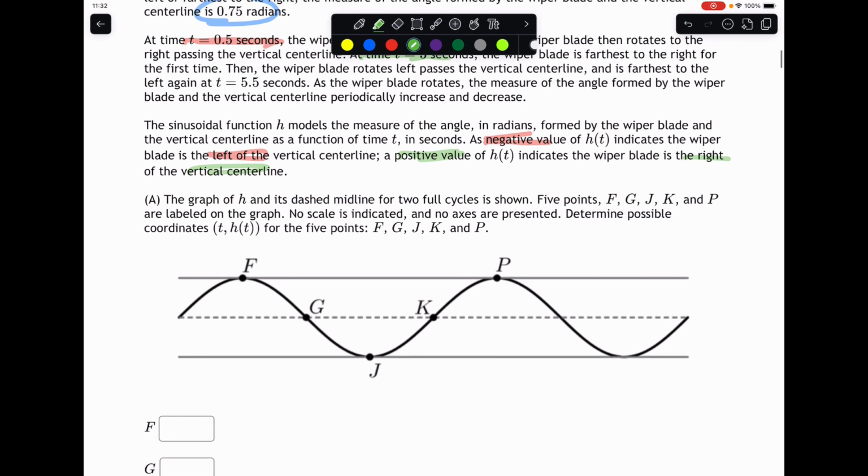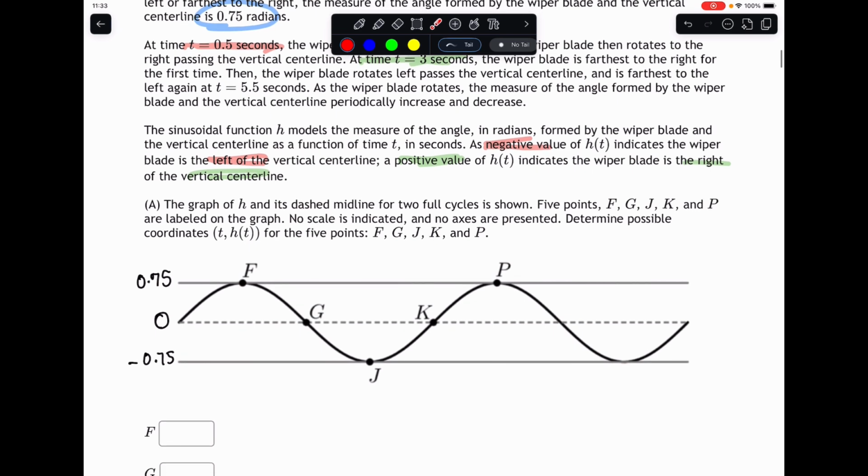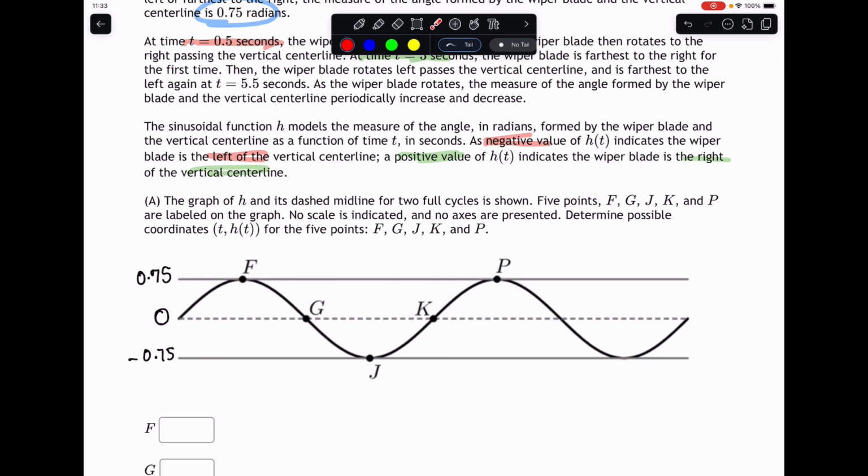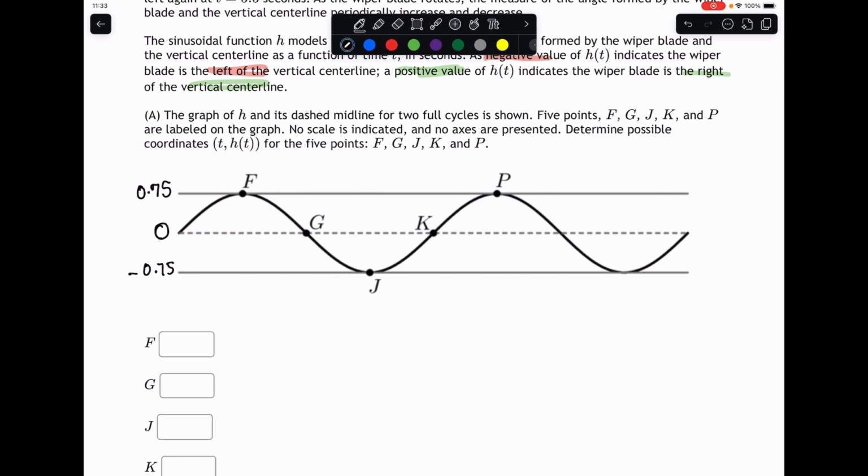Okay, so first of all, our center line is going to be 0, since the farthest to the right gives us an angle measurement of 0.75 radians, and to the left it will be negative. So adding those two numbers is equal to 0, and dividing 0 by 2 is equal to 0. So our midline is 0. Now, since we're starting at the left, that means that we're going to start at the very bottom. So at t equals 0.5, at this position right here, h is equal to negative 0.75. Okay.